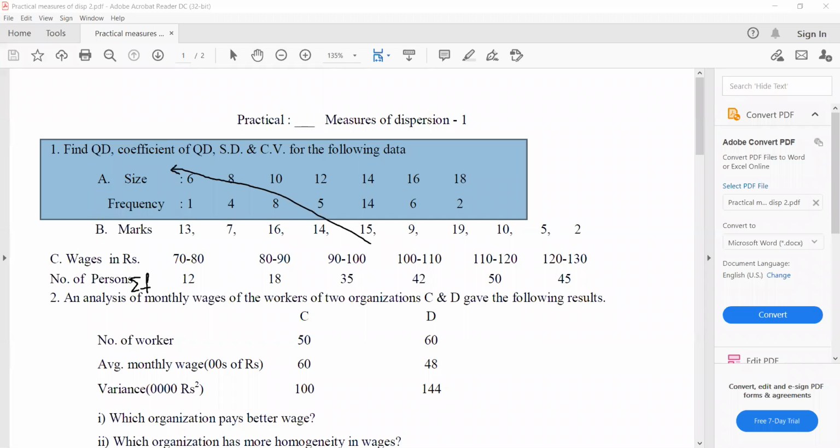Now, suppose if units are given, say size in centimeters or inches, the same units will be attached to the measure. So for the time being, we'll just keep it as units. But when we look into the coefficient of QD, it is a unit-free measure. And this value is 14 minus 10 divided by 14 plus 10, which comes to 4 divided by 28.